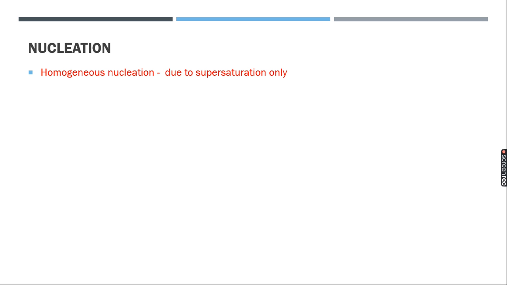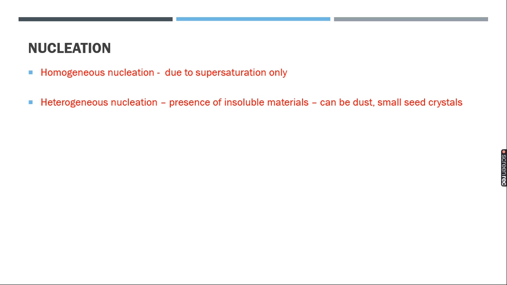Now nucleation can be of different types. One is homogeneous nucleation due to supersaturation only, so we are not adding any other additives over there. Heterogeneous nucleation can be presence of some insoluble material on which the small crystals can further grow, or maybe nucleation can be, you can say, assisted because of the addition of some other insoluble material. It can be dust, some small seed crystals. And secondary nucleation can happen because of the process involved in the nucleation.